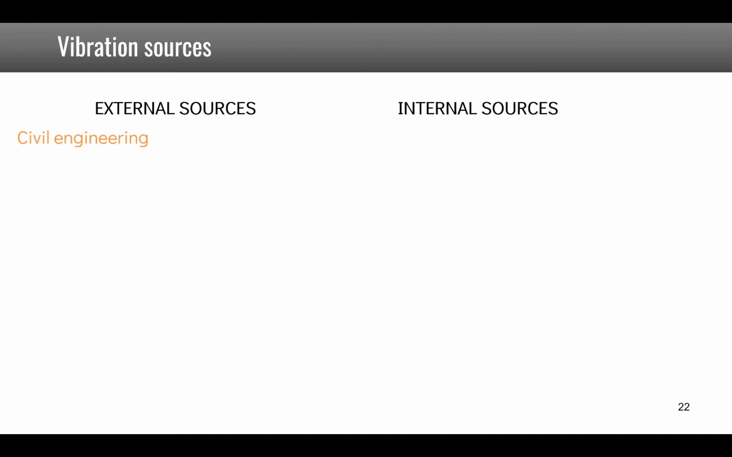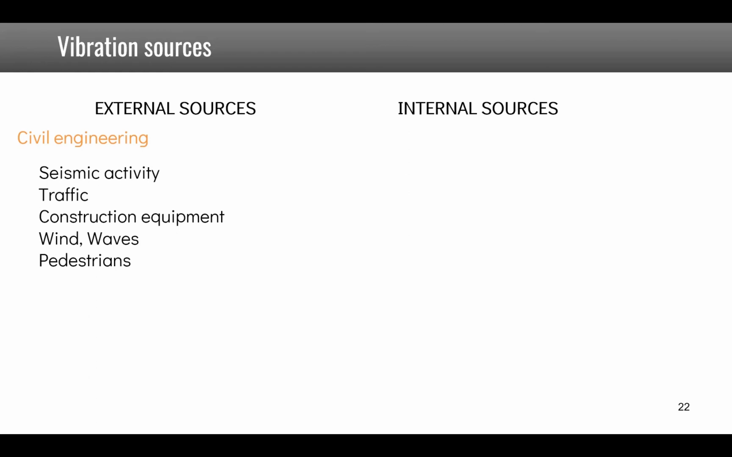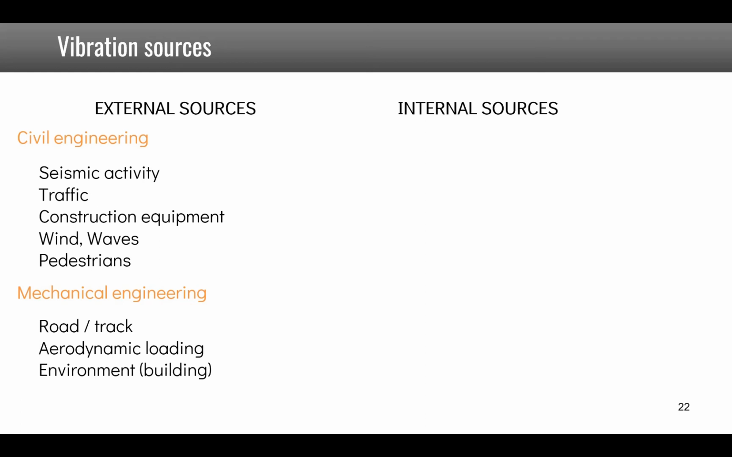So vibration is due to some source, and these sources can be divided into external sources and internal sources. For example, in civil engineering, external sources are seismic activity, traffic, construction equipment, wind and waves, or pedestrians. In mechanical engineering, typical external sources are interaction with the road or track for a car, aerodynamic loading for cars and aircraft, environment, so the building in which the object is at the moment, and acoustic perturbation, which is an excitation due to acoustic waves. But the objects also have internal sources of vibrations.